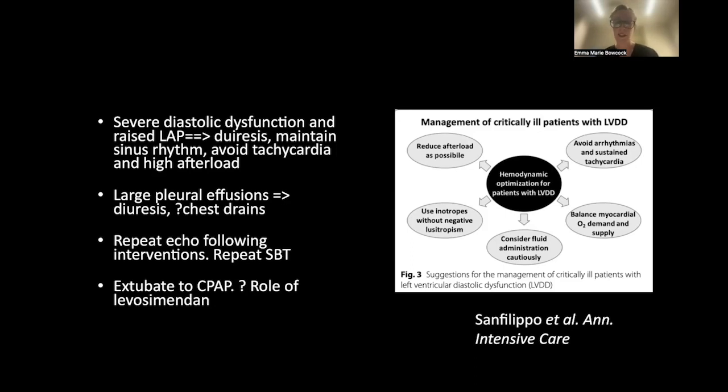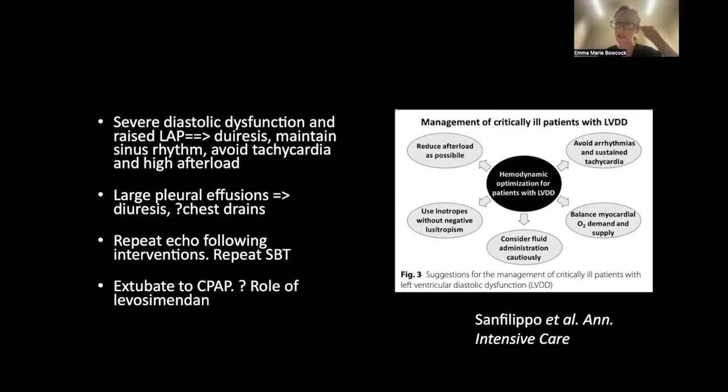And these are the kinds of patients, I suppose, that we probably eventually want to extubate to CPAP. There isn't, as we all know, a great panacea in terms of an inotrope to help with these patients, but there is some mention of levosimendan in the literature. Obviously, it improves those markers of relaxation and diastology as well. But there isn't any great robust evidence for that, and it's all on an individual basis.